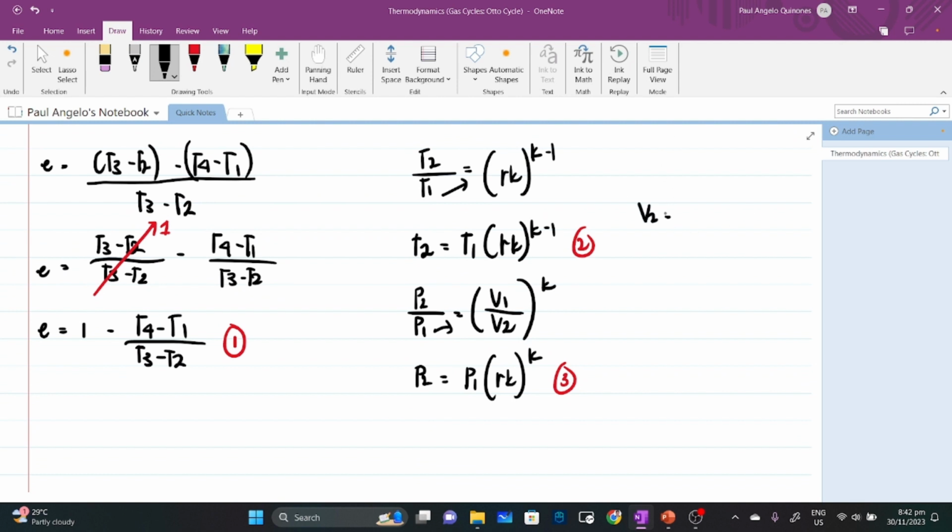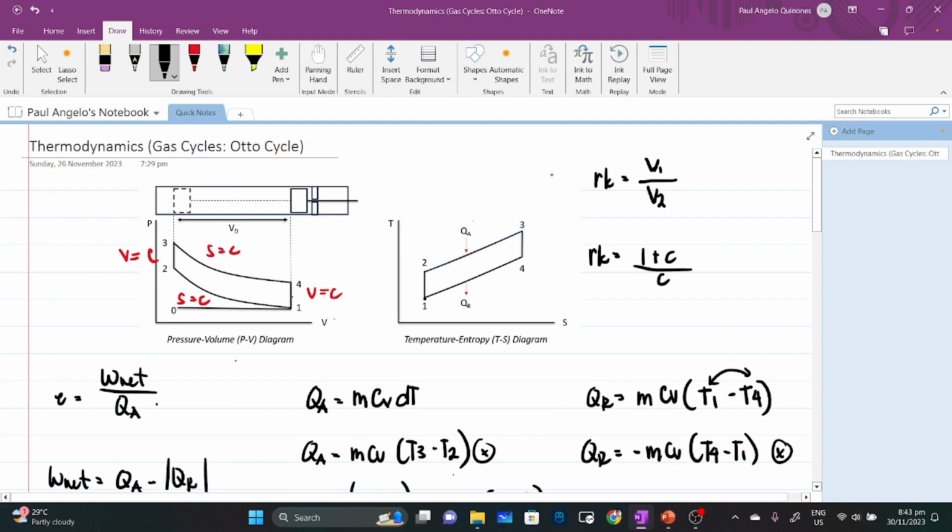So, let's say I am given a compression ratio V1 over V2, then I can solve for V2 by dividing V sub 1 over RK, or your compression ratio. So you can solve T2, P2, and V sub 2. Now you can immediately proceed with point 2 to 3. So this side is equal to C. We're done on that already.